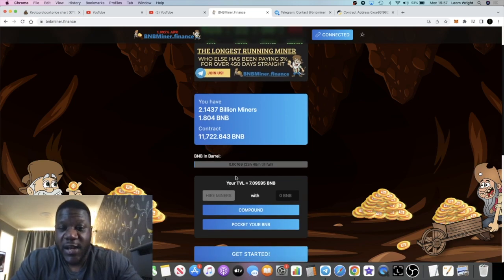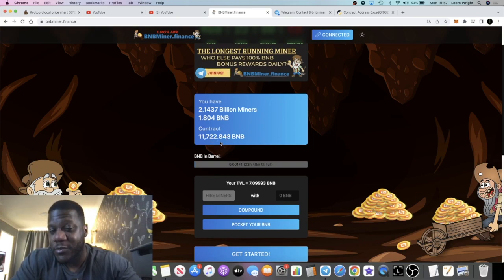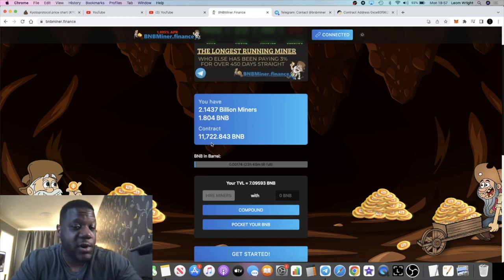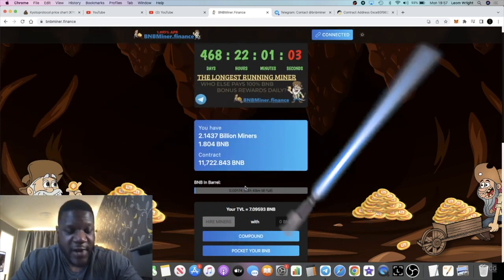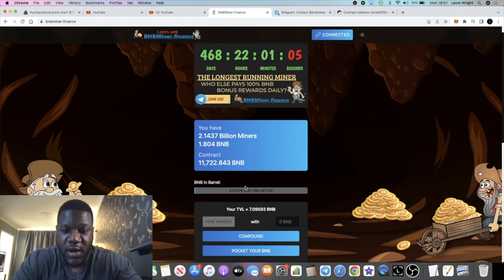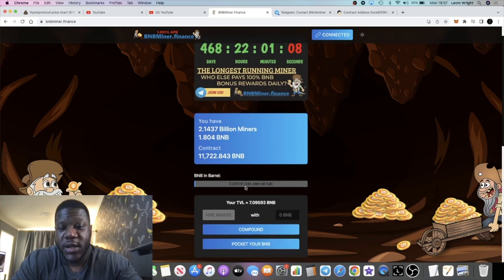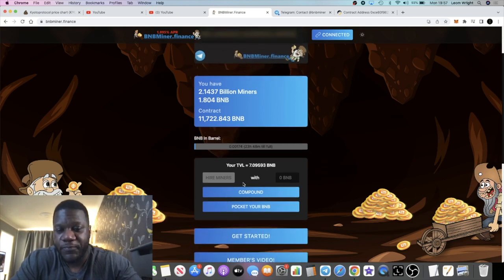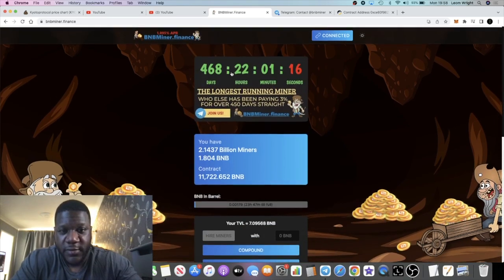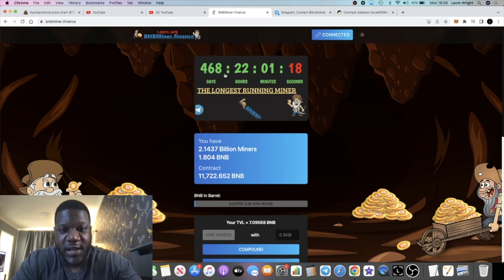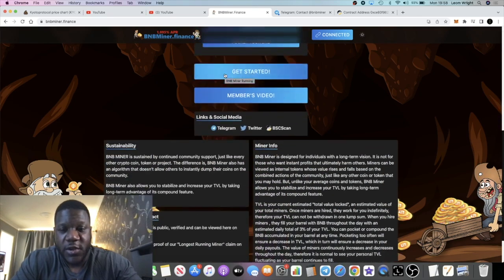The key to this is getting in while the contract is small, because there's potential for this to double, triple. Baked Beans went to about 23,000 BNB. This is 11,722 BNB, and their aim is to grow with the contract. So compound every couple of hours, once a day, however you prefer. I compound several times a day to grow my BNB, my TVL, and that's going to pay me out 3% a day, every day. It's been paying out 3% a day for 468 days to people, and I expect this to continue paying.